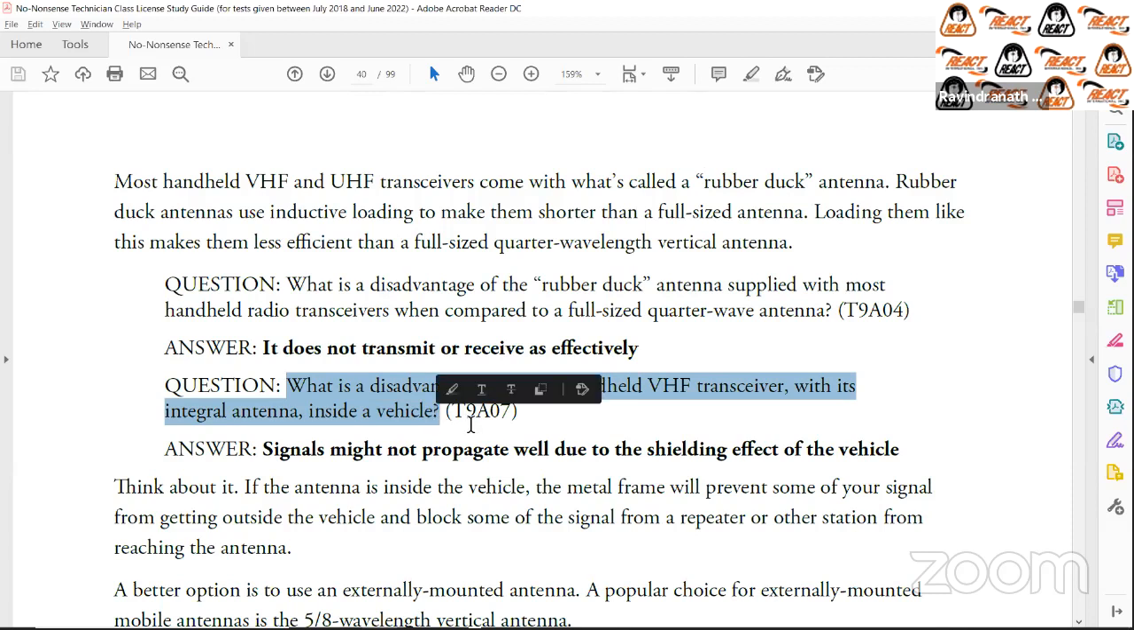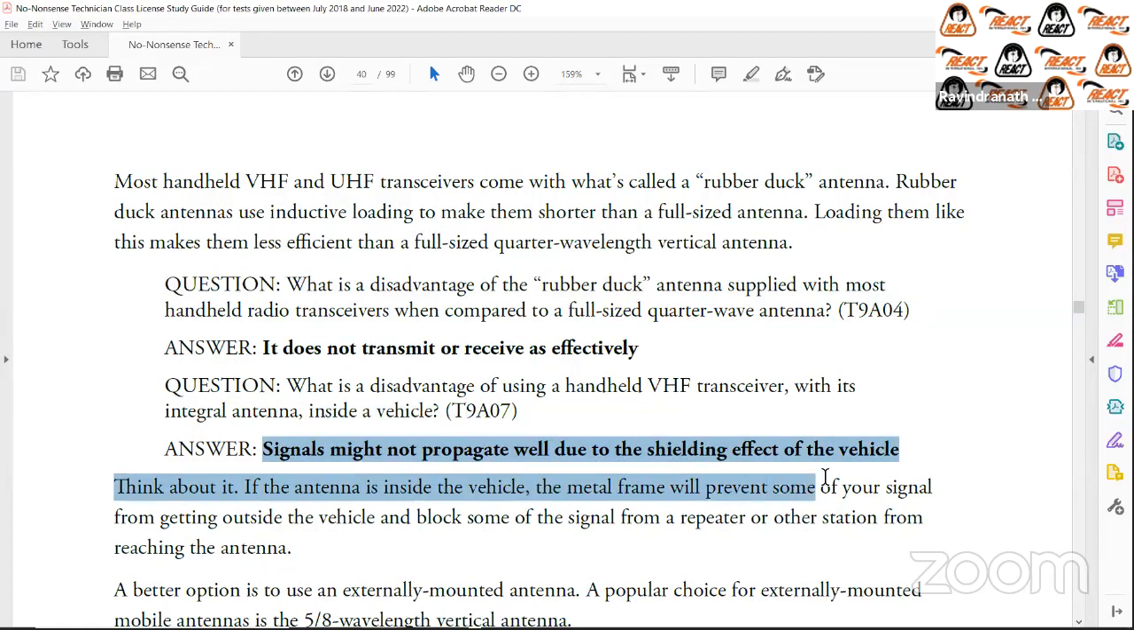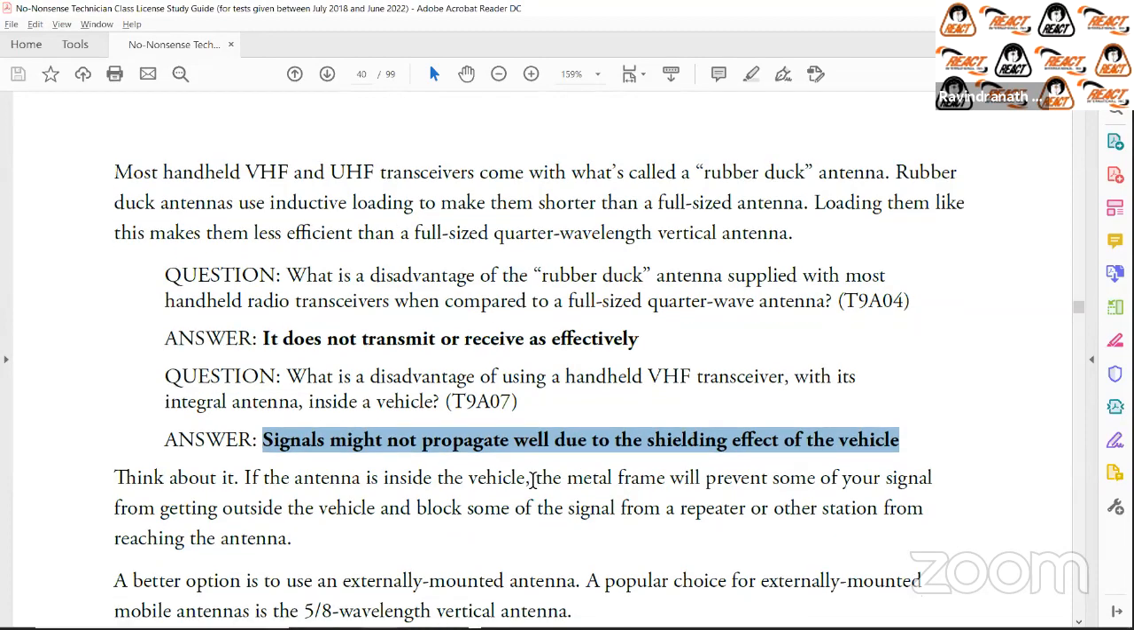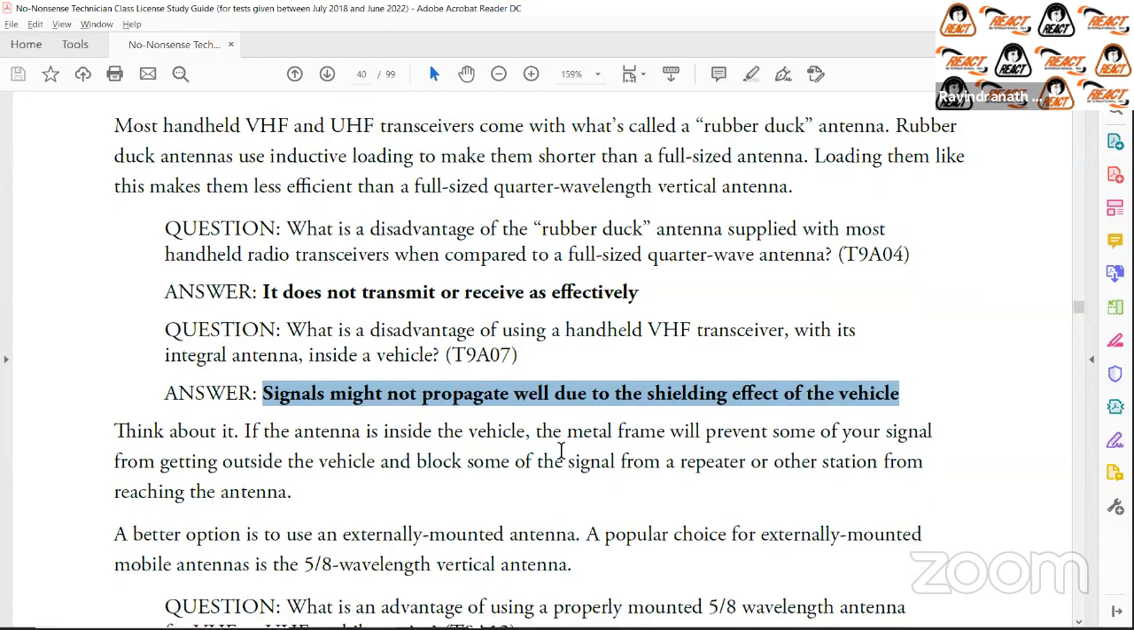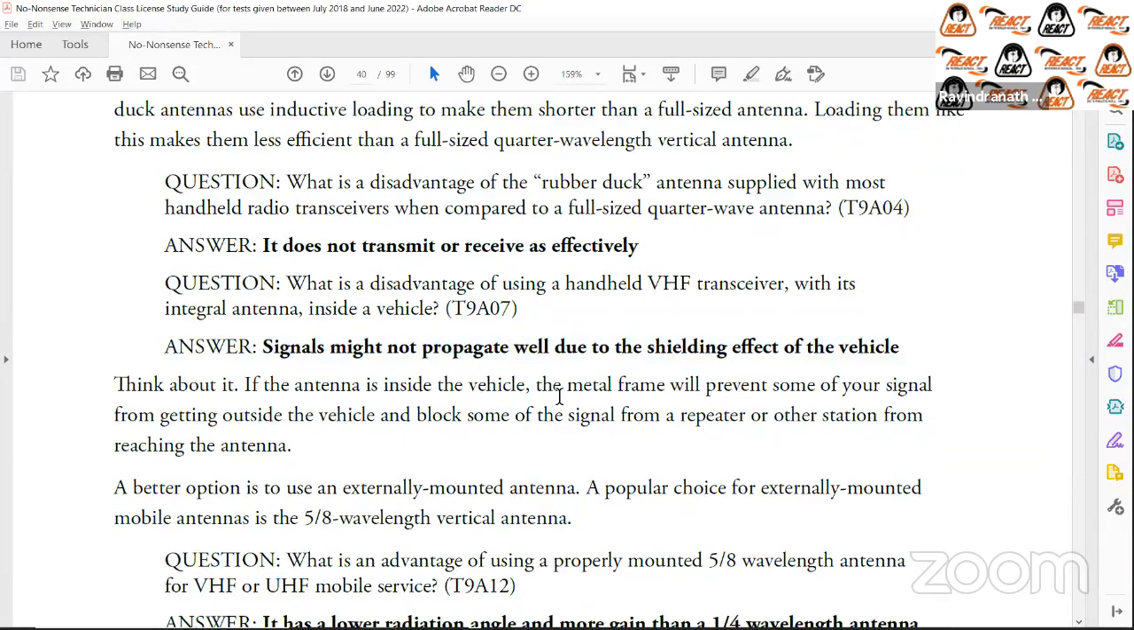So what is the disadvantage of using it inside a vehicle? Remember that picture we showed, very lovely car and the handheld radio inside, and we said shielding prevents the signal from getting out. So let's see what the answer is. Signals might not propagate well due to the shielding effect of the vehicle. All right, so just remember that little diagram where we showed the car and the handheld radio inside, and we saw that the signal bounced around inside, and most of it stayed inside and just a little bit might have gotten out, right? So that's the shielding effect when you use a handheld radio inside of your vehicle. Right? And they tell us that the metal frame will prevent some of your signal from getting outside.